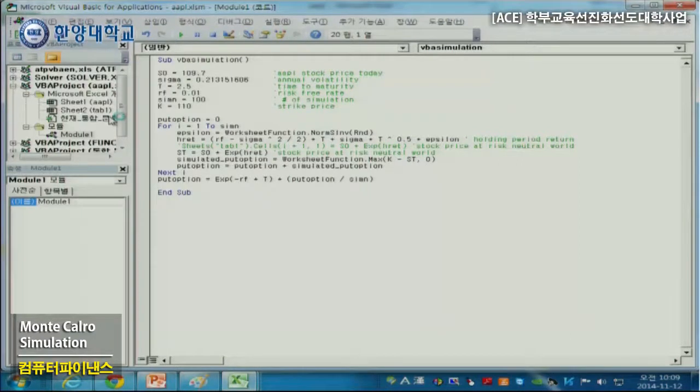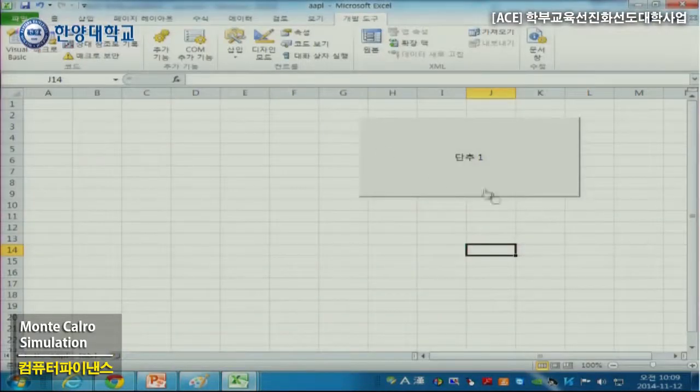And then what I'm going to do is I want to print out this one. And then, so let's say cells 1, 1 is option value, and cells 1, 2 is I'm print out put option value. And if I run it, done. And of course it changes because I have only 100 simulation.